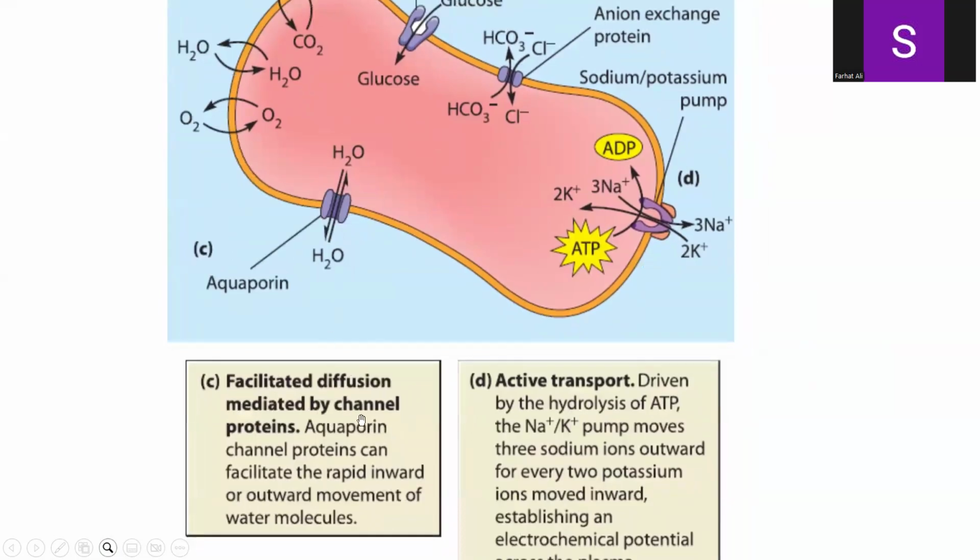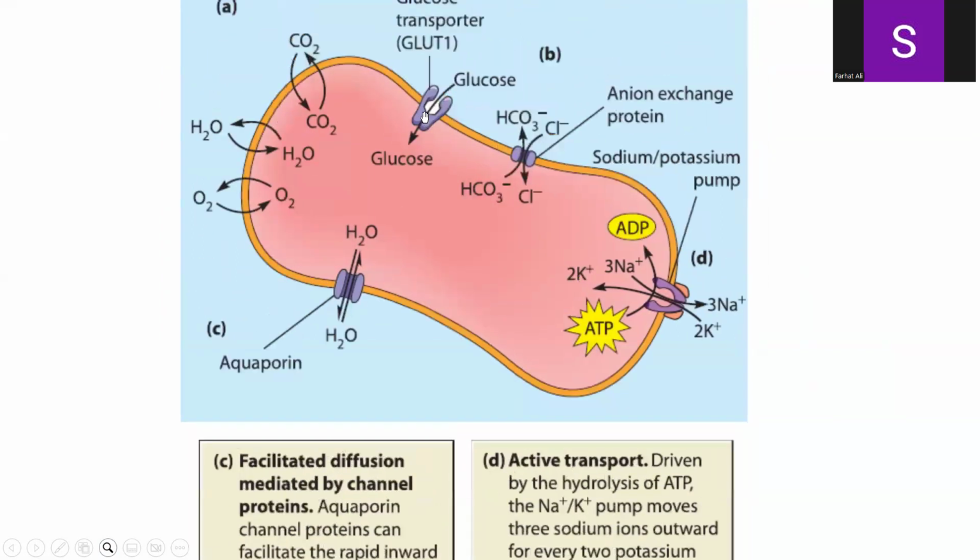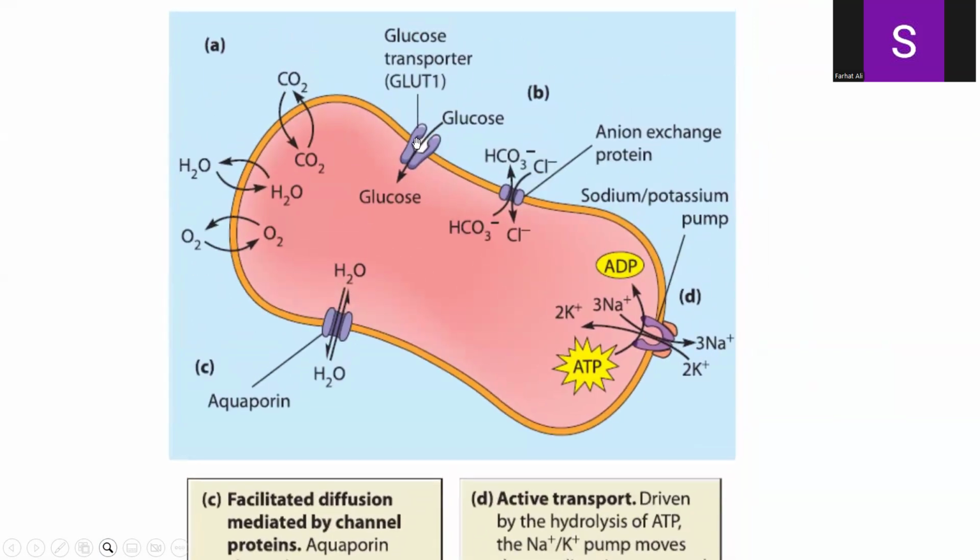Then there is another type of proteins, called the channel proteins. The carrier proteins have a binding site. So when the solute binds to them, they undergo a structural change, as a result of which they would transport the molecules in a particular direction.